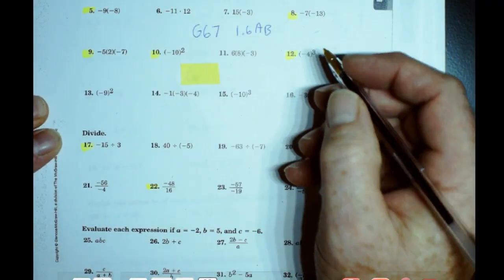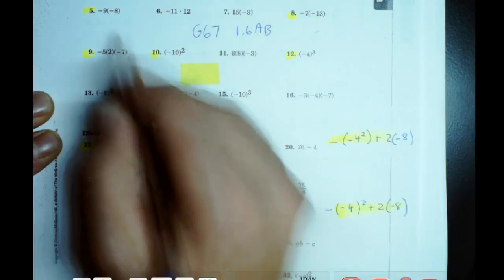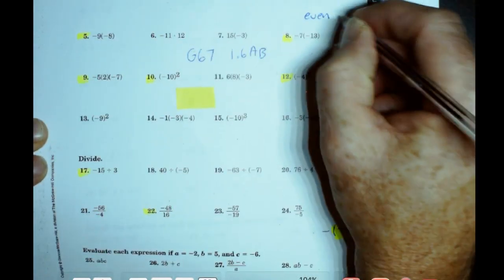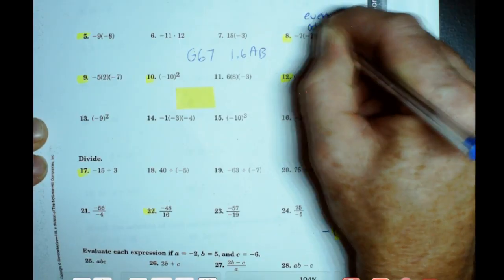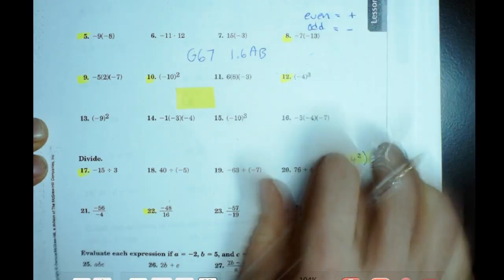Just going over multiplying and dividing positive and negative integers. Remember that if you have an even number of negative signs, you are going to get a positive answer. And if you have an odd number of negative signs when multiplying or dividing, that's going to be a negative answer. That's kind of your key up there.